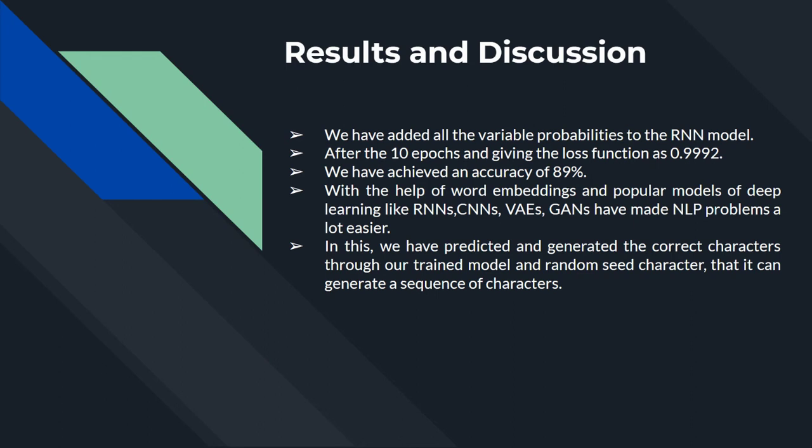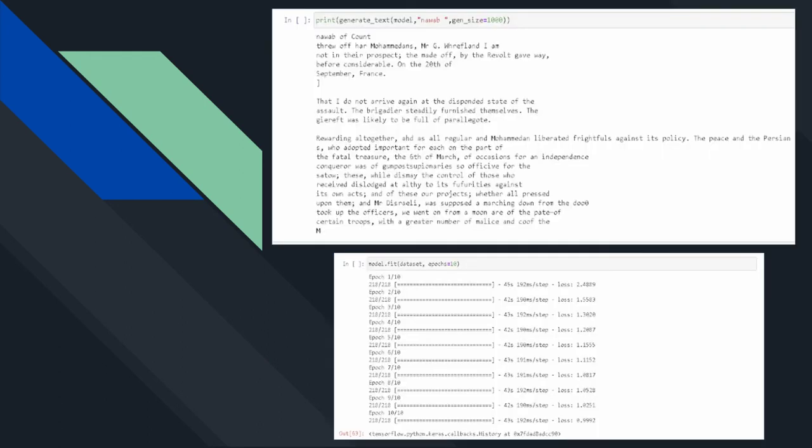I'll show it in the next slide, and here we can see the essay which came as an output after training the model, with all the errors removed. And here we can see the 10 epochs with a loss function of 0.992. Next, my friend Chakri will discuss the conclusion.